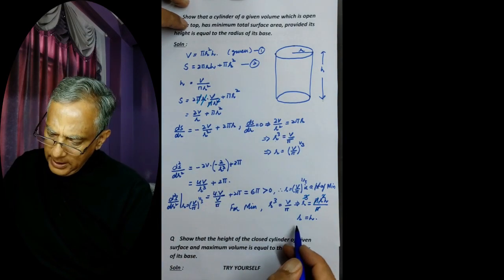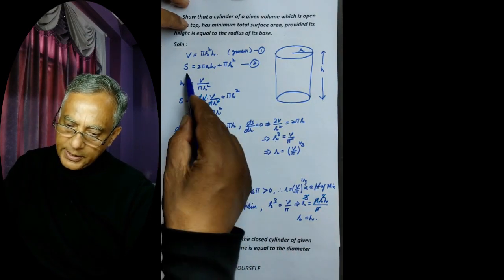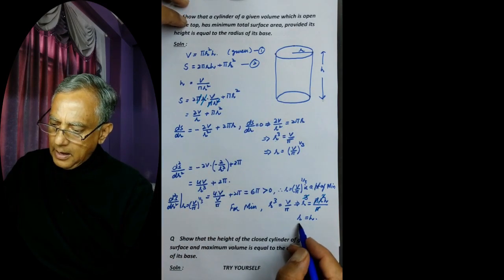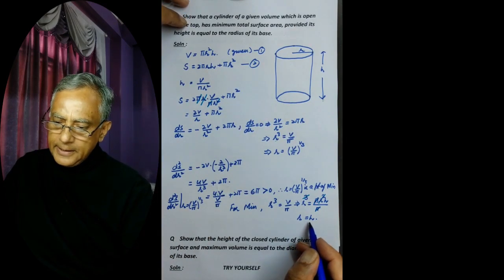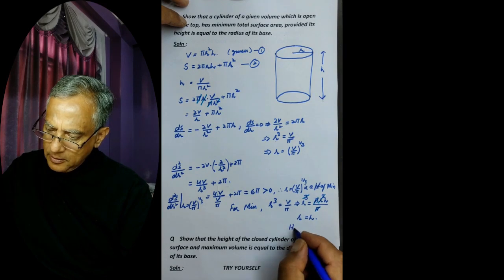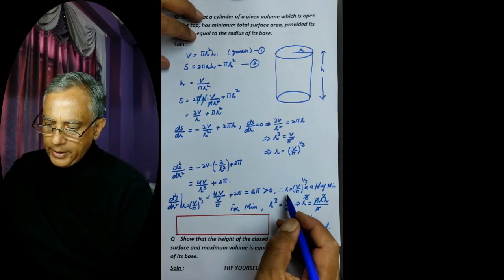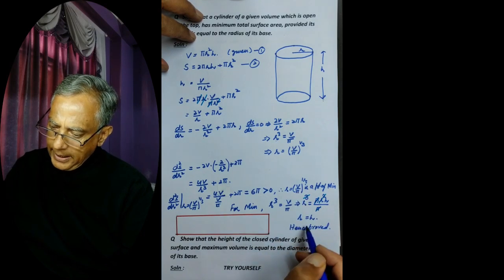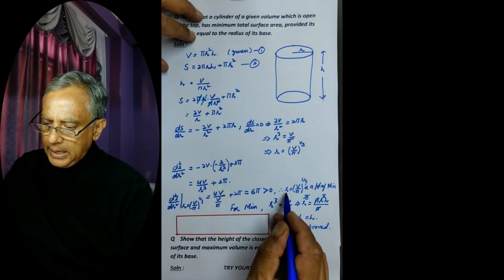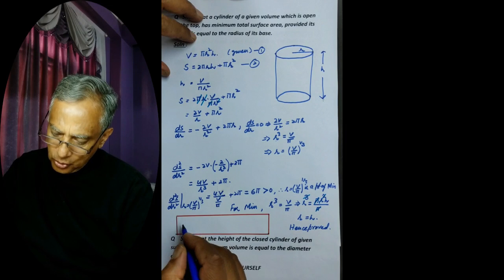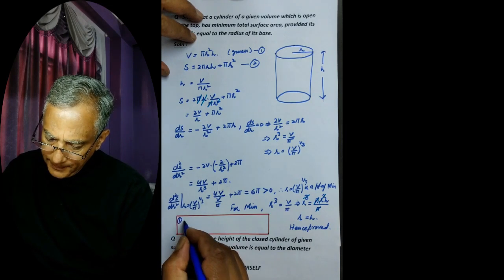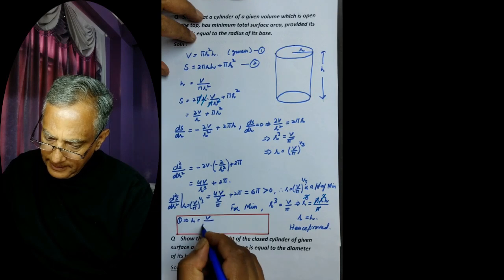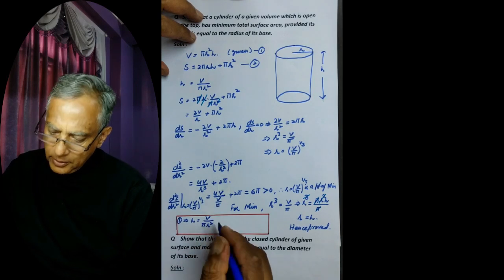We have to prove that surface area is minimum if height is equal to radius of its base. Hence proved. Or we can also proceed as r is equal to this much. So you can directly find h and prove that h is equal to r. So from 1, h is equal to v by pi r square.